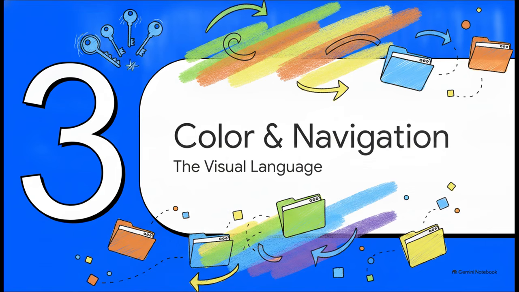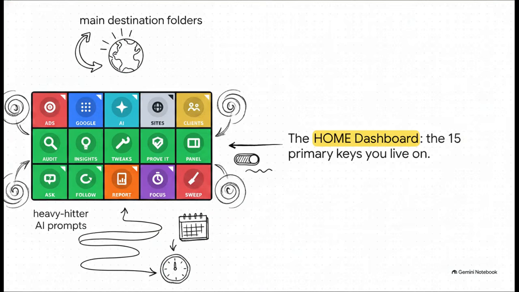Section 3. Color, Language, and Navigation. So the home dashboard is just beautifully structured. These are the 15 keys you're essentially going to live on. That top row, those are all your main destination folders. The middle row holds the 4 heavy-hitter AI prompts you're probably firing 20 times a day, plus that essential panel toggle we just talked about. And down on the bottom row, you've got your deeper action folders and your morning sweep routine.